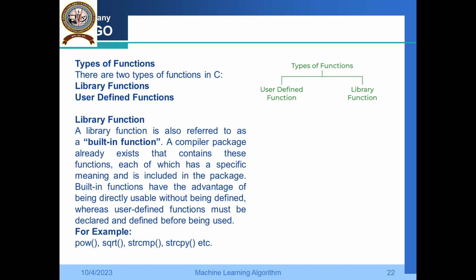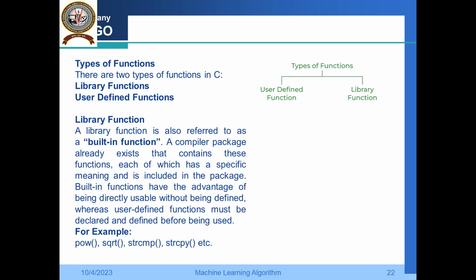A compiler package already exists that contains these functions. That means these functions are already compiled, and each of them has a specific meaning and is included in the packages. Built-in functions have the advantage of being directly usable without being defined. No need to define it here, we can use it directly. For example, power of something, square root, string comparison, string copy, etc. So these are also all functions.